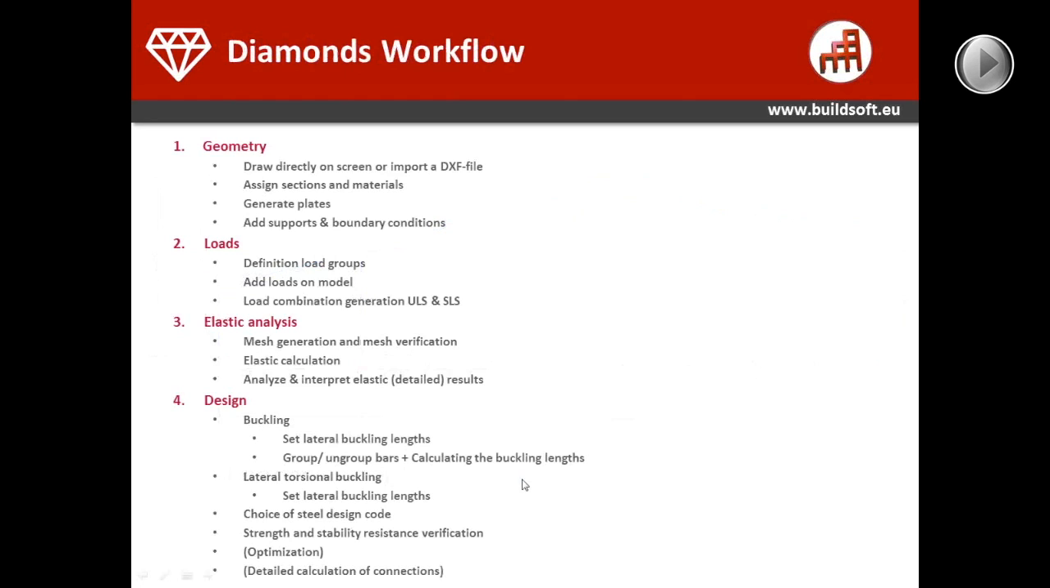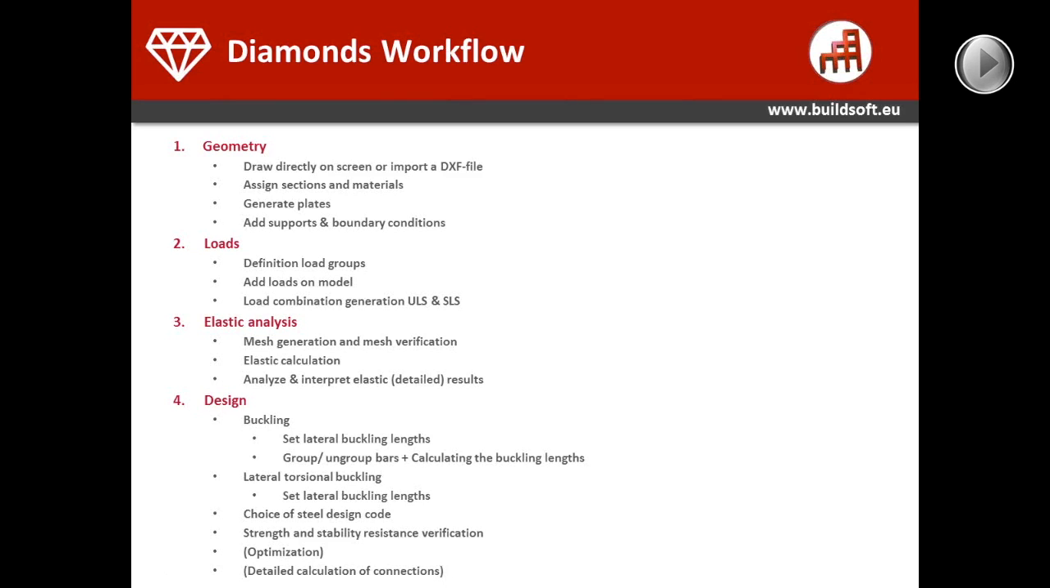Now, how are we going to proceed in Diamonds? Well, we have a general workflow. There are 4 main steps: the geometry, the loads, the analysis, and finally the design. We always start, of course, with geometry. Here we will create the model by drawing in the software or importing it. We will assign cross-sections, materials, boundary conditions, supports.